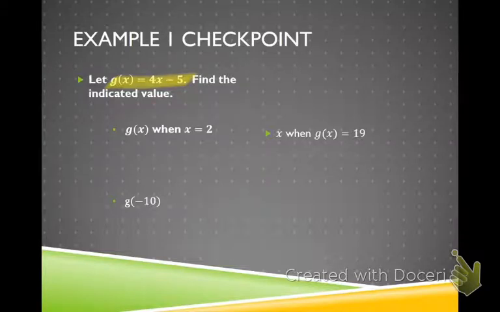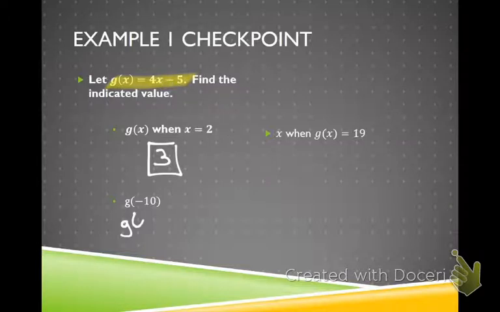Okay, so g of x when x equals 2, g of x equals 3. Did y'all get 3 for the first one? How did I get it? Because I substitute in 2 for x. 4 times 2 is 8. 8 minus 5 is 3.